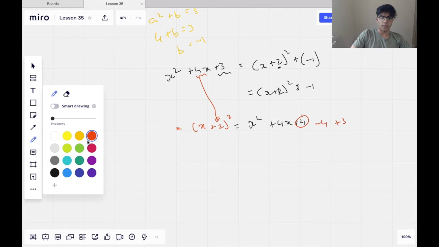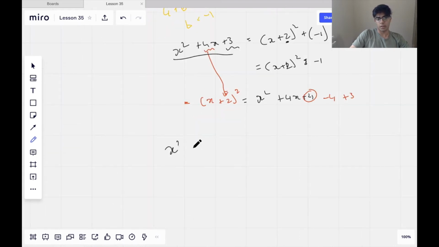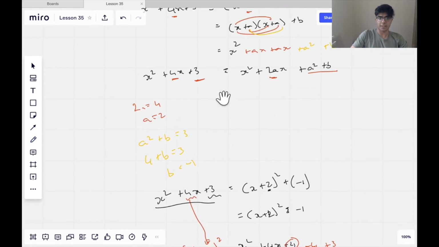So in general, you look at this quadratic, x squared plus 4x plus 3, and this is the algorithm behind it, the way you can do this really quickly without really thinking about it and expanding this out like here.